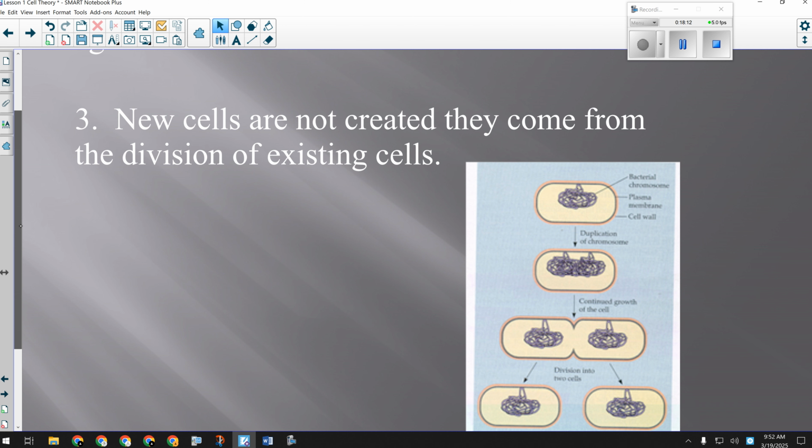Okay, good with the 3 points? Definitely know those 3 points. That could easily be a multiple choice question, right? Which of the following is not part of the cell theory? Be 3 correct and 1 not.